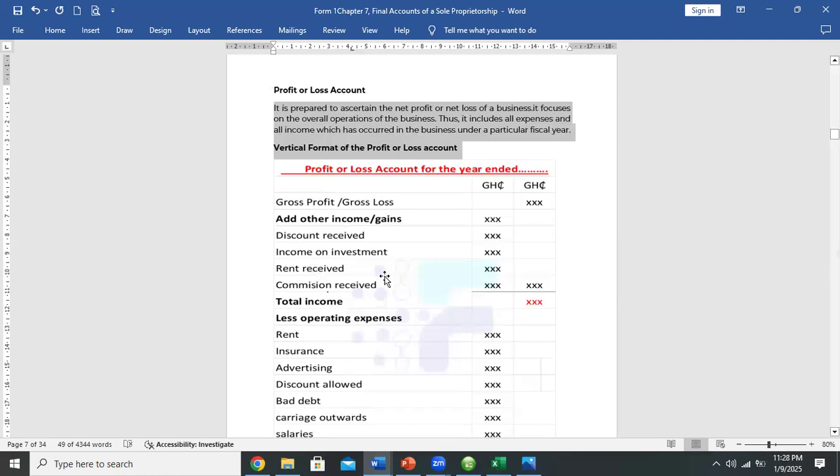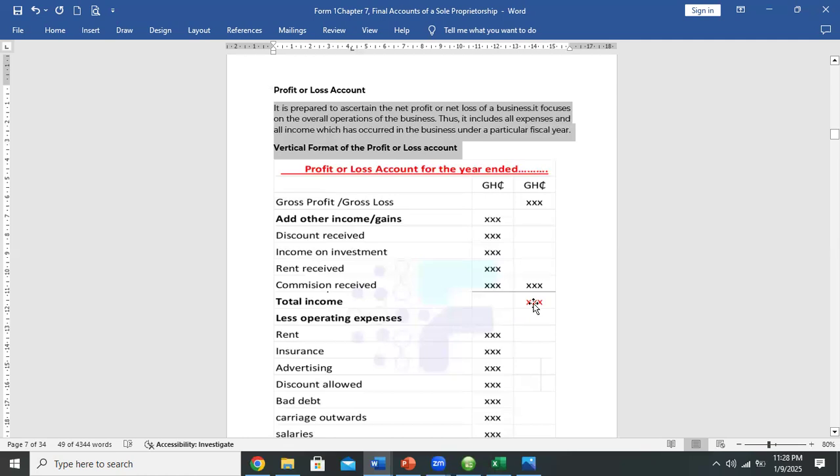And then you see rent received. Sometimes the business can rent out certain things to people, like the car business I spoke about. The car can be rented out and the business will receive rent. And then also commission received. The business might do something for people and they pay commission. So I'm taking you straight away to the format. First of all, you bring your gross profit, and then you add these other incomes to it to get your total income. That's the first thing you have to do in your profit and loss account.